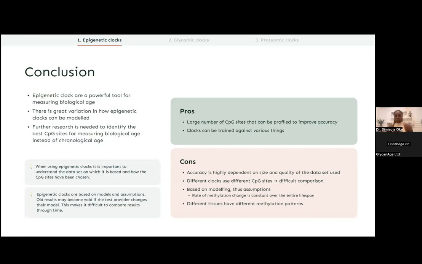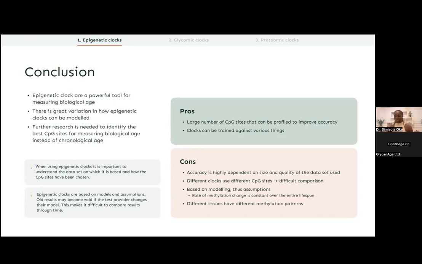I've listed the pros and cons there, which I'll go through very quickly, but I think we've spoken about those. But largely speaking, some of the pros is that because there are a large number of CpG sites, you can profile, you can improve accuracy over time. And as more research is done into epigenetics, I think we will see an improvement in the accuracy of these clocks. But also the clocks can be trained against so many different things. And so they can be trained against clinical data, they can be trained against different CpG sites, and so on and so forth. And so you can really get a lot of information out of epigenetic clocks.